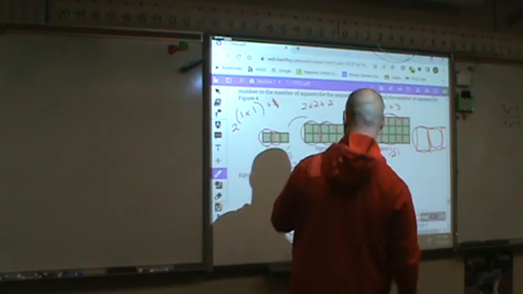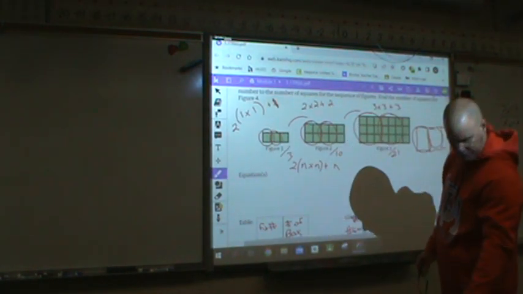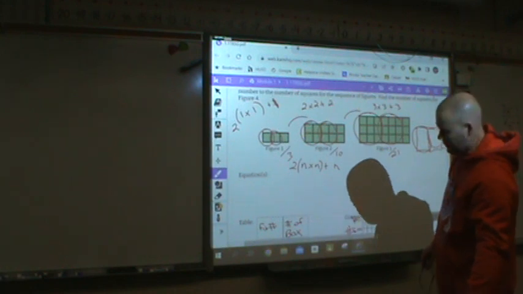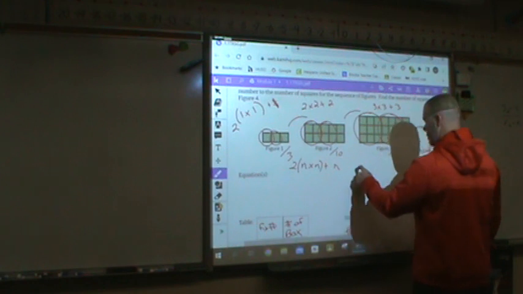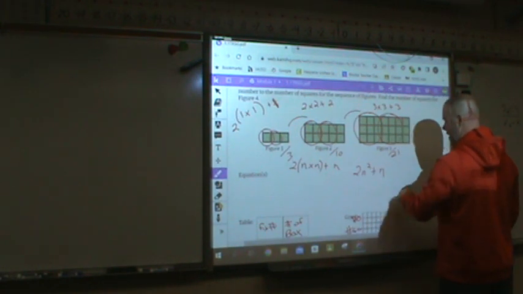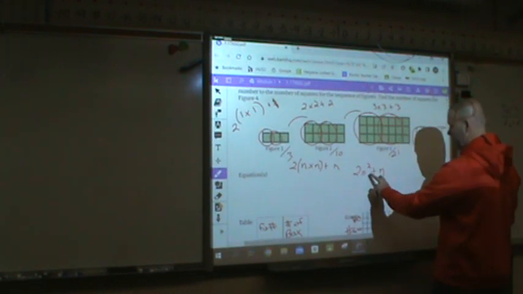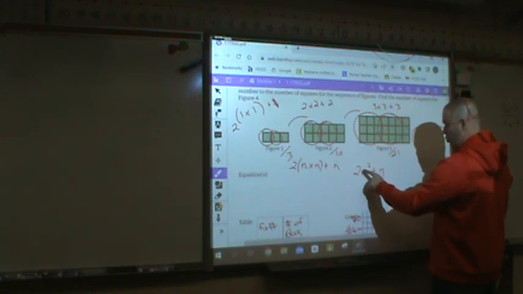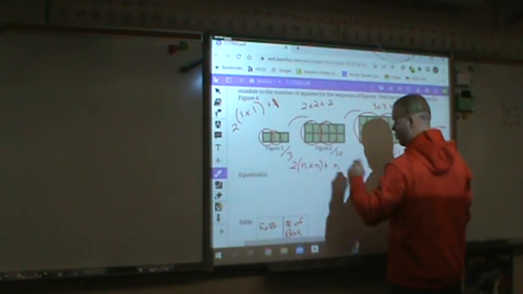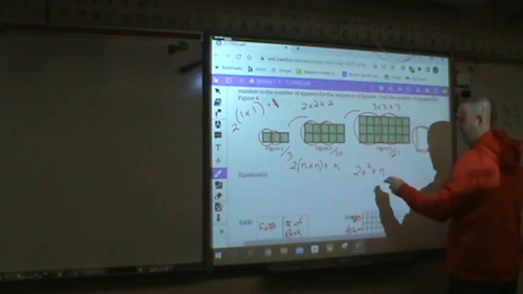So this should be n by n is what it should end up being, plus n. So this gives me n by n is n squared. So 2n squared plus n. Let's see if this works. Let's just test it with a couple of points. I'm going to plug 1 in here. Okay, so 1 squared is 1. 1 times 2 is 2. 2 plus 1 is 3. Works. Okay, again, I've got to test my hypothesis, not just once, but a couple of times.